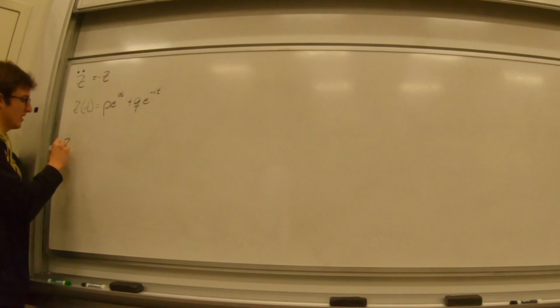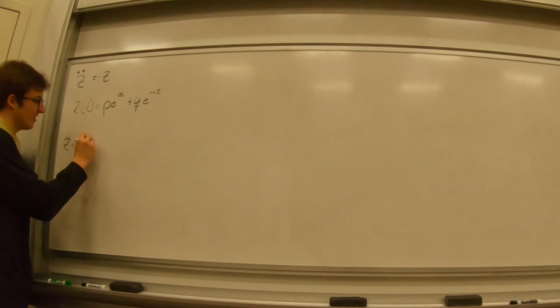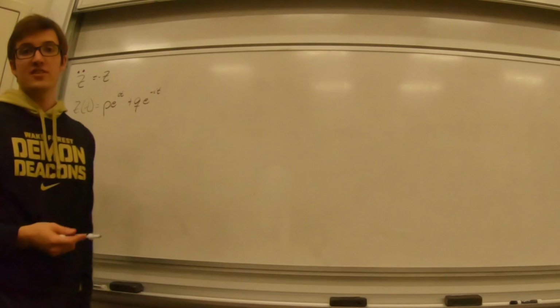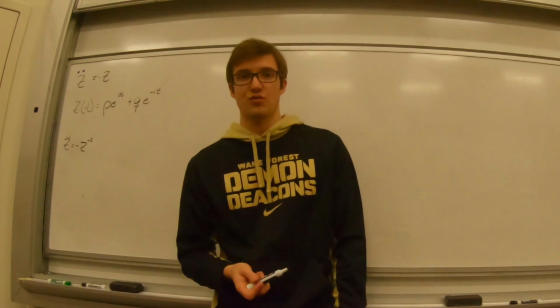And the other type of elliptical motion, which is much less obvious, is z double dot is equal to negative z to the negative second power. So 1 over z squared. And so this is what's known as an inverse square law. And this is one of the most common types of central forces in physics.